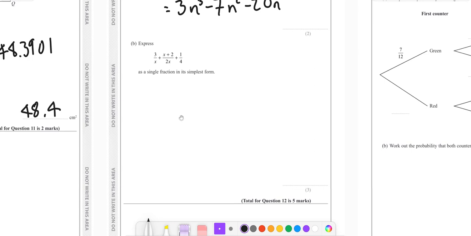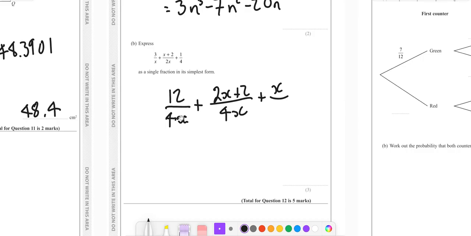Okay, express this as a single fraction. So we need to have a common denominator here. And I think the easiest common denominator is 4x, because everything goes into 4x. For the first one we've got to multiply the top and bottom by 4, so that'll be 12 over 4x. Next one we've got to multiply top and bottom by 2, so that's 2x plus 2 over 4x, plus, got to multiply top and bottom by x.